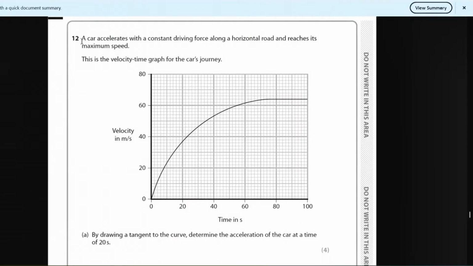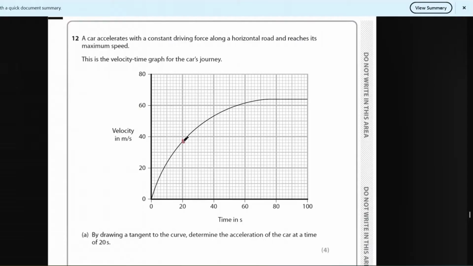Okay, number 12. A car accelerates with a constant driving force along a horizontal road and reaches its maximum speed. This is the velocity time graph for the car's journey. So on the y-axis, we have velocity, x-axis, we have time. Question A, by drawing a tangent to the curve, determine the acceleration of the car at a time of 20 seconds.